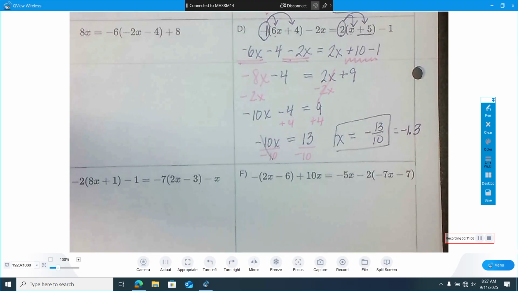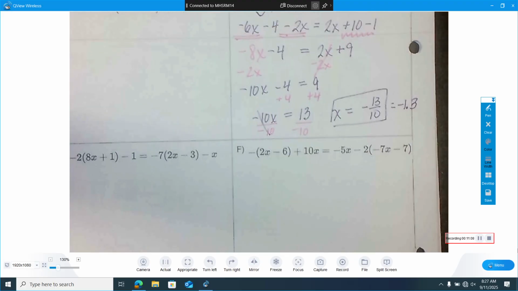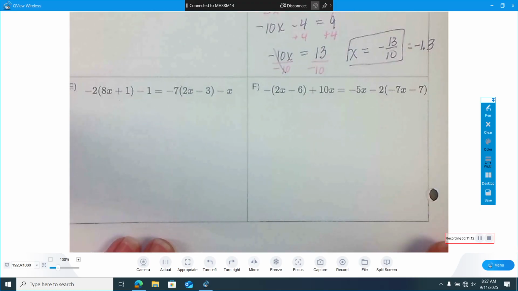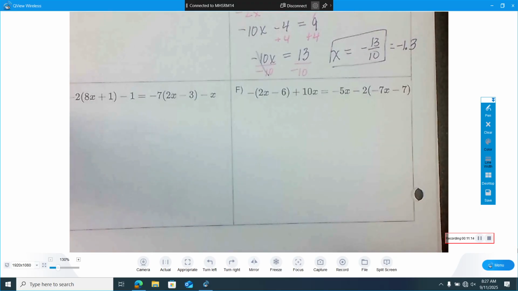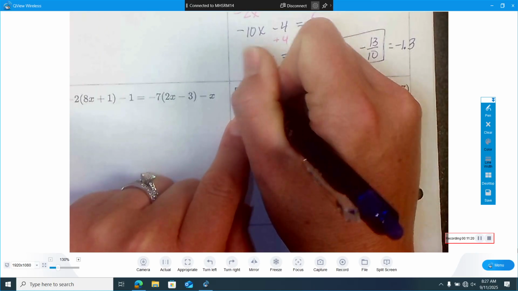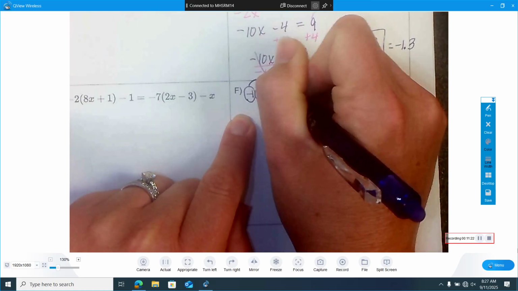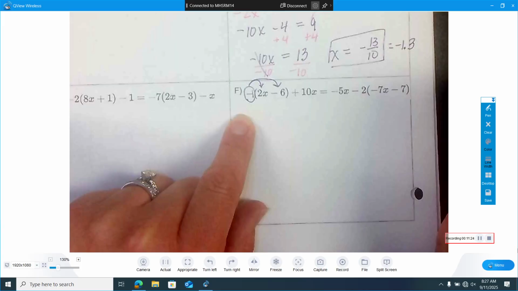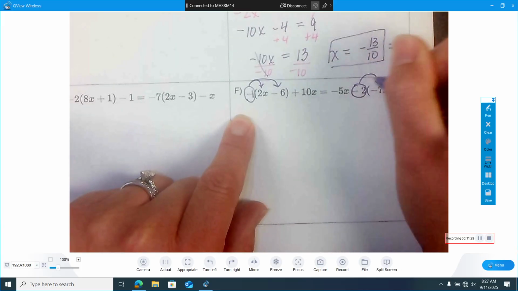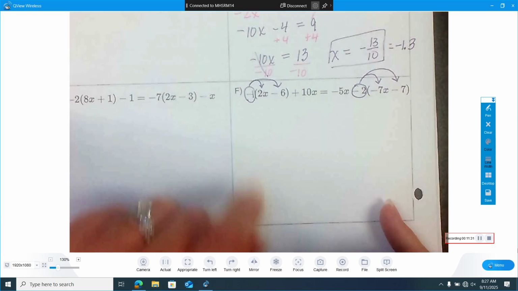How are you doing with this, okay? Yeah? Is one more fine? Which one do you want to do, E or F? F? Okay, let's do F together. All right, again, I have a negative dangling in front. I'm going to distribute a -1. And I also have a -2 in front of parentheses, so I'm going to distribute that -2.